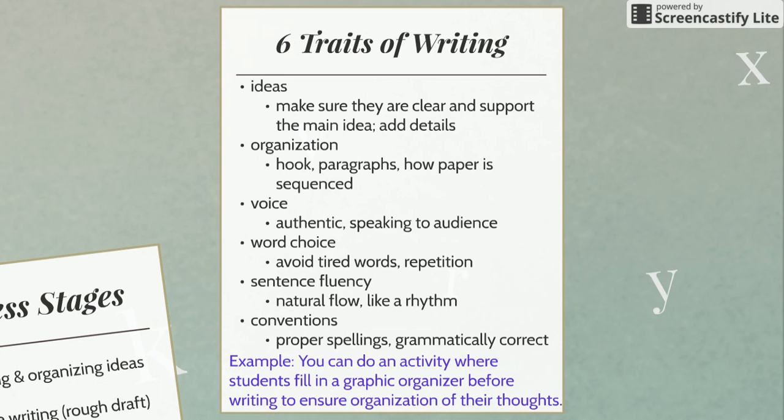You want to make sure that you add voice to your writing in order to stay true to yourself and be authentic. Word choice is the words you choose when you are writing. You want to try to avoid repetition and tired words. Sentence fluency is the flow of the paper. It's like a rhythm. Conventions are proper spellings and grammatically correct capitalization and punctuation. For example, you can do an activity where students will fill out their own graphic organizer before they start writing. This will ensure proper organization of their thoughts.